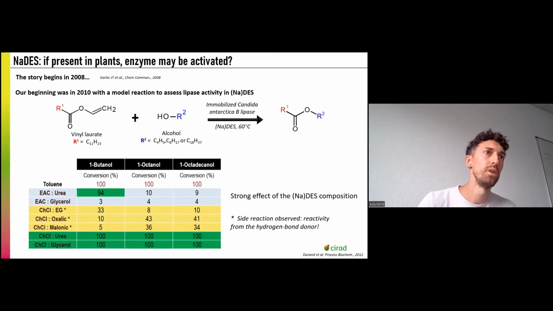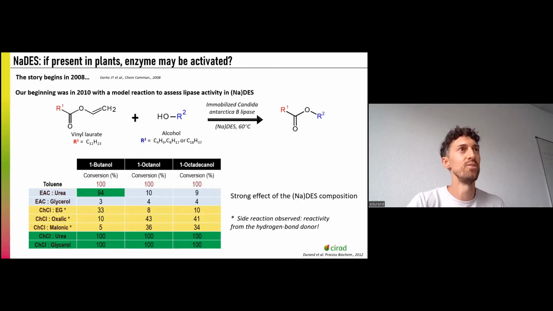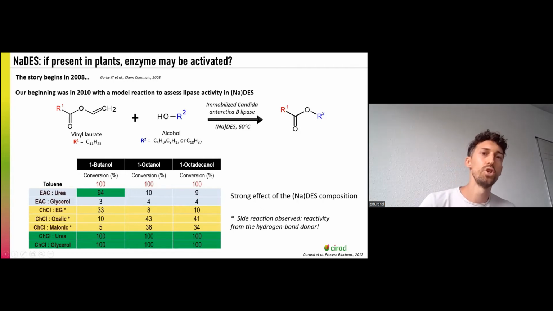And we tested different solvents, and we observed a very strong effect of the NaDES composition. Now it's obvious, but in 2010, it wasn't very obvious. And we also showed that side reactions were observed in natural deep eutectic solvents, meaning that we can observe reactivity from the components of NaDES. So the components forming the liquid phase in the NaDES may react, with different reactivities.